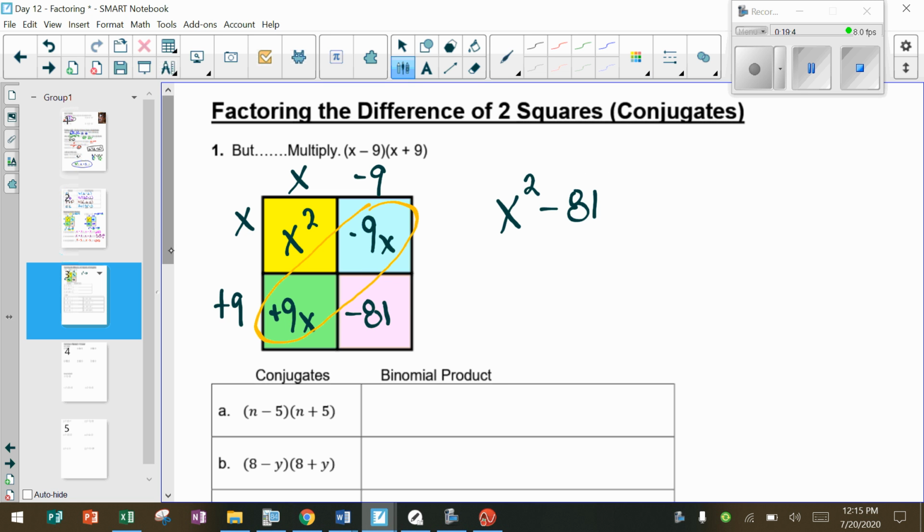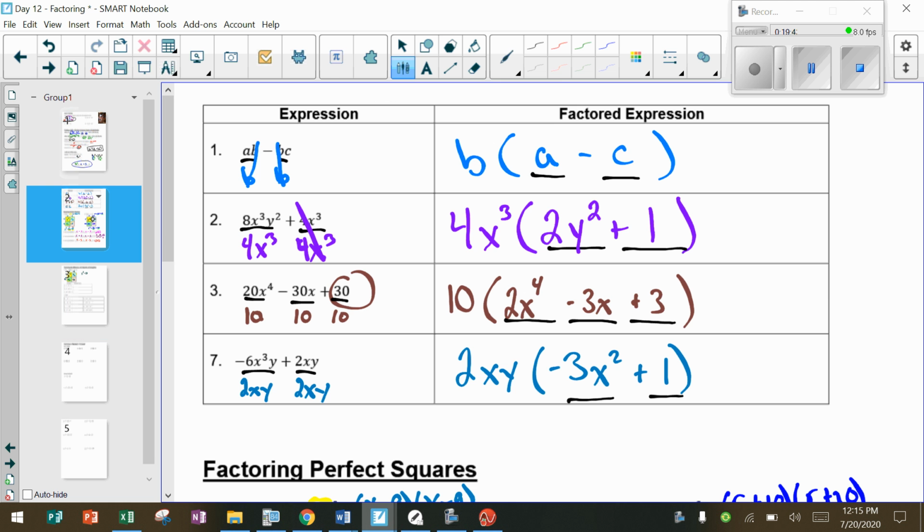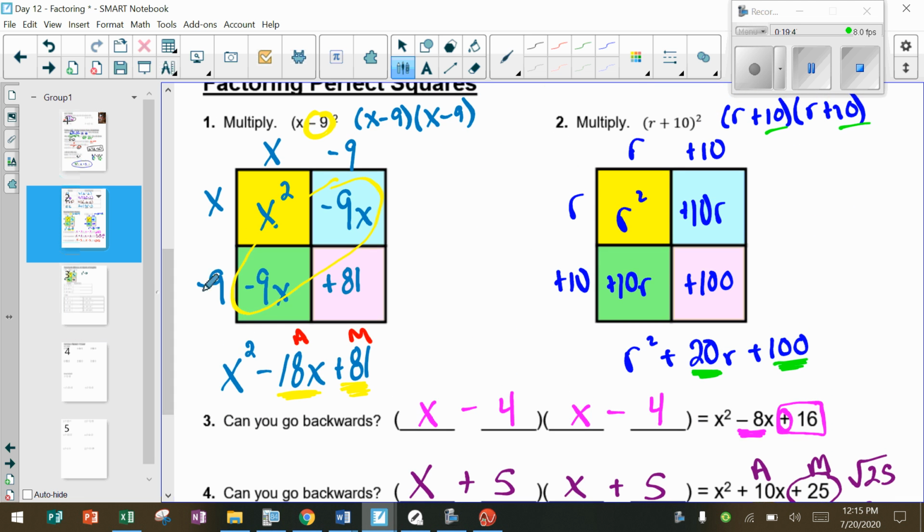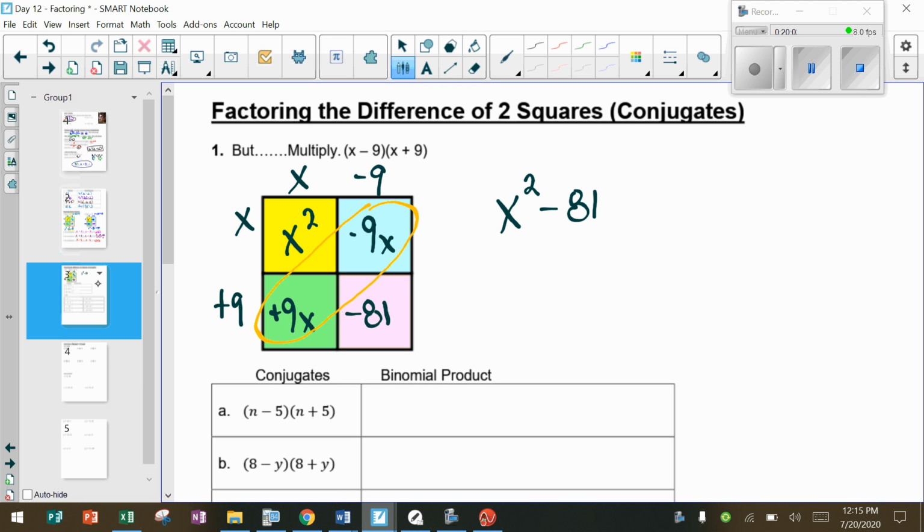So when we had the same sign, minus 9 and minus 9, we had a plus 81 because a negative times a negative is always a positive. And then the two 9s combine for an 18 in the middle. We had 3 parts here, 3 terms. But when it's one of each, -9 and +9, the middle terms will cancel. And a negative times a positive is always a negative result.